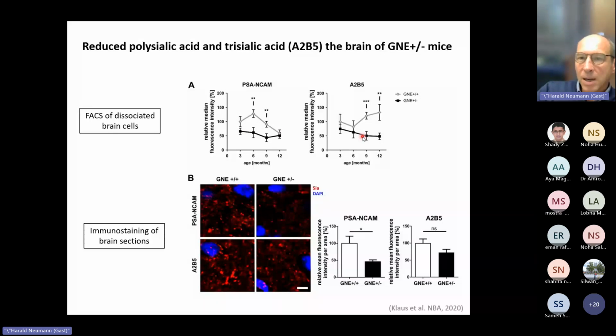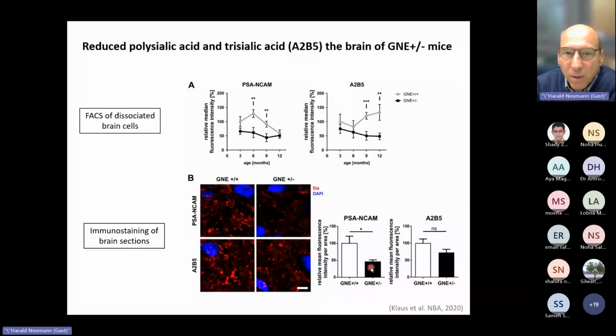There we have the A2B5 staining, which is a ganglioside, a trisialic acid on a ganglioside. Apparently, this is even going up a little bit in aging. This is the immunostaining, and we quantified it. Yes, polysialic acid is going down in an adult 9-month-old mouse if we have deleted one allele of this enzyme, which is producing sialic acid.